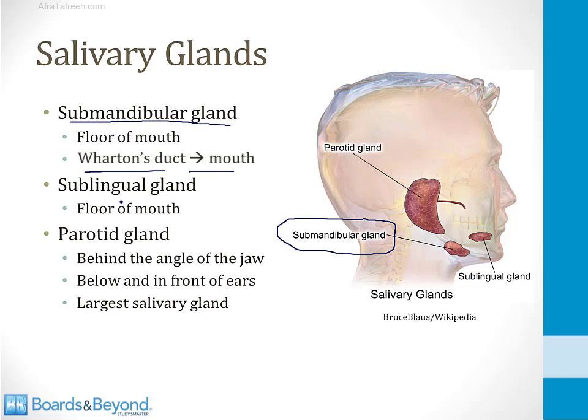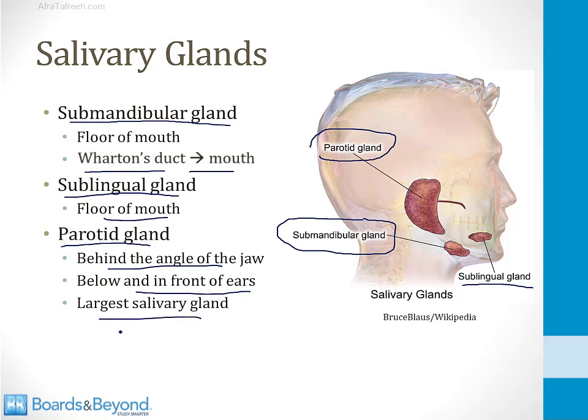The second salivary gland found below the mouth is called the sublingual gland. This is found on the floor of the mouth below the tongue, hence the name sublingual. This is a picture of where it's located here on the screen. And then the largest of the salivary glands is the parotid gland. It's found behind the angle of the jaw as shown in the picture here. It's below and in front of the ears, and it's the biggest of the three salivary glands.